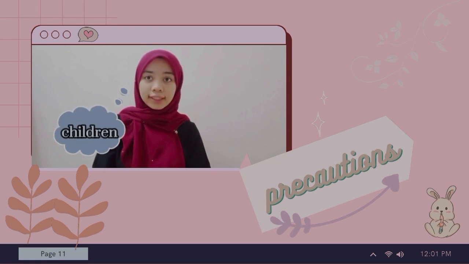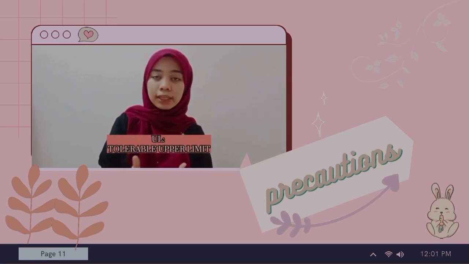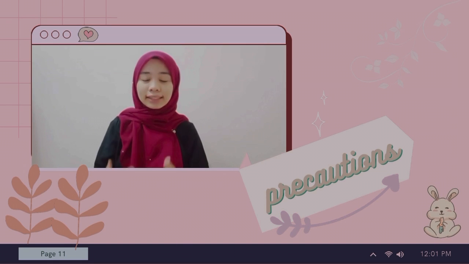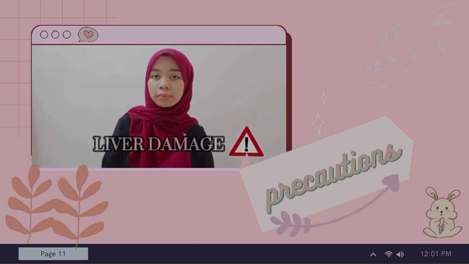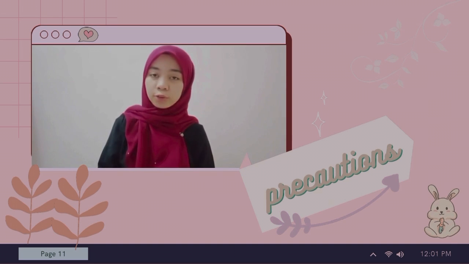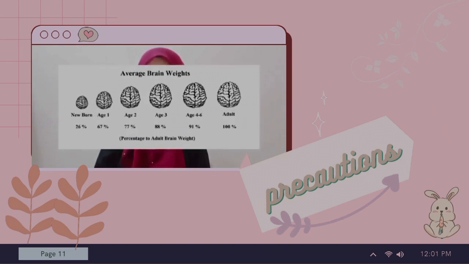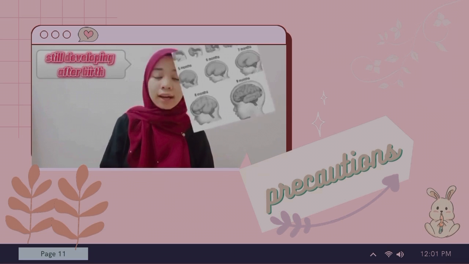For children, they shouldn't get more than the tolerable upper limit, or UL, of copper. Higher intake can cause liver damage and other harm. Children may be especially sensitive to pesticides compared to adults. This is because their brain, nervous system, and organs are still developing after their birth.